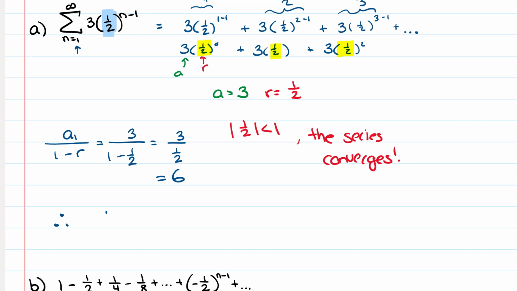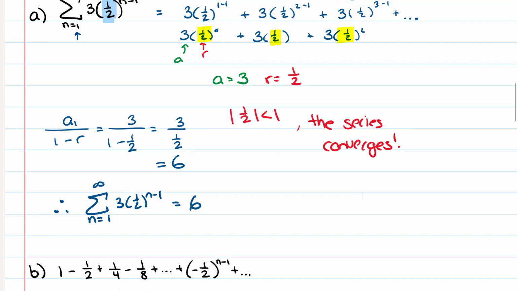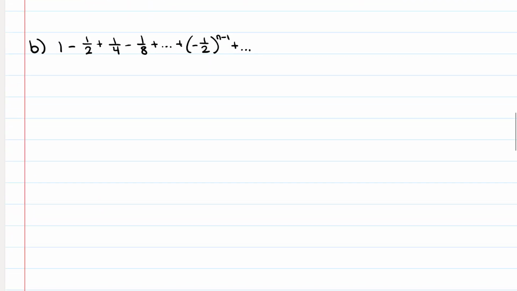So we write that as the sum from n equals 1 to infinity of 3 times 1 half to the n minus 1, which is equal to 6. So when you're given it in the form of sigma, it's pretty straightforward and pretty easy to determine. Now we're going to look at it when it's given as a sequence.